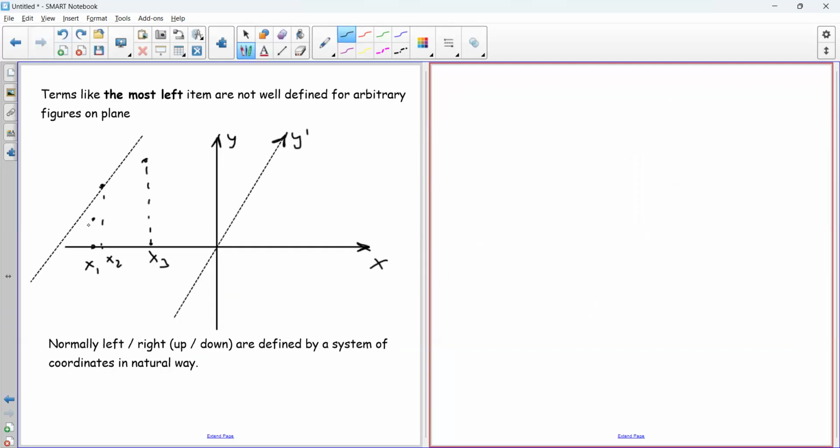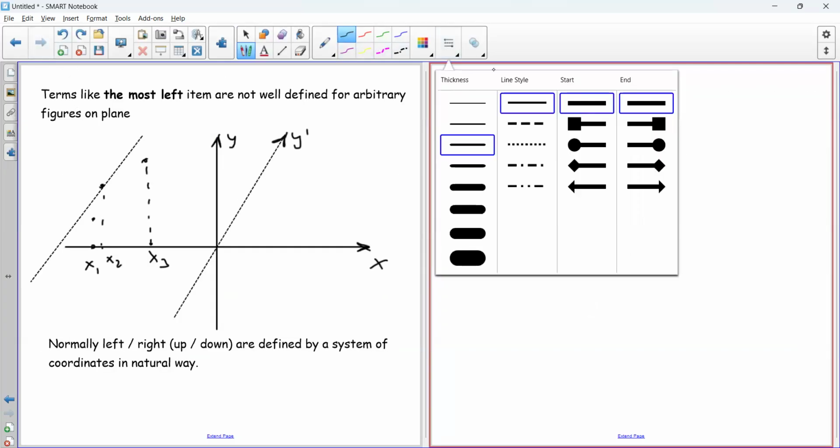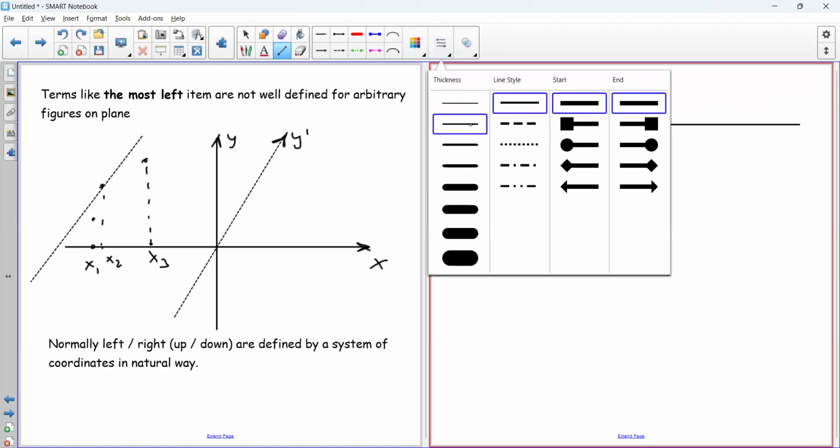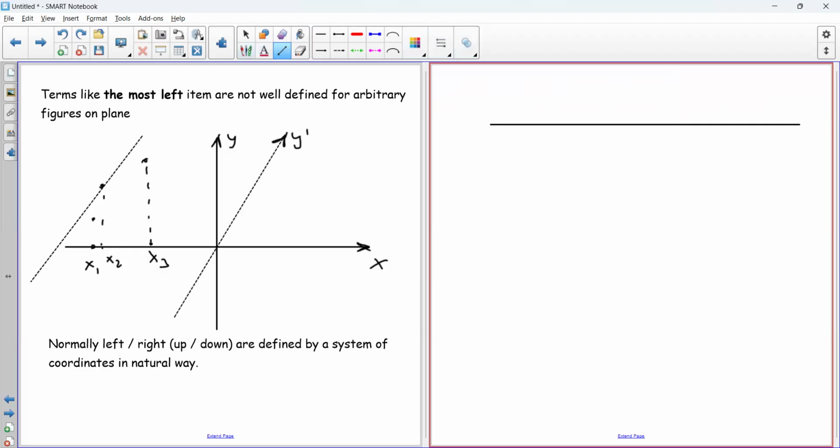Okay, so coming back to that problem about segments, I would like to consider probably not even the most left position of a segment, but I will consider the segment with the most left point among all the points on the plane.